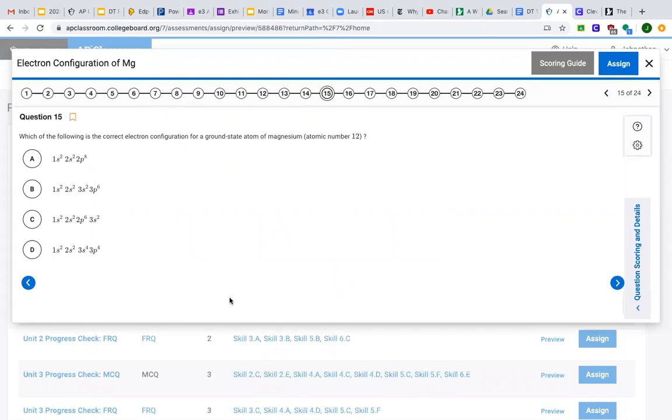Which of the following is the correct electron configuration for a ground state atom of magnesium, atomic number 12? C. Yeah, go C. Yeah, for sure.